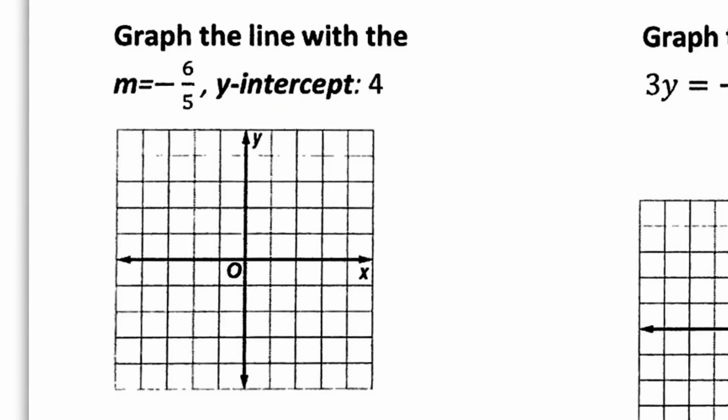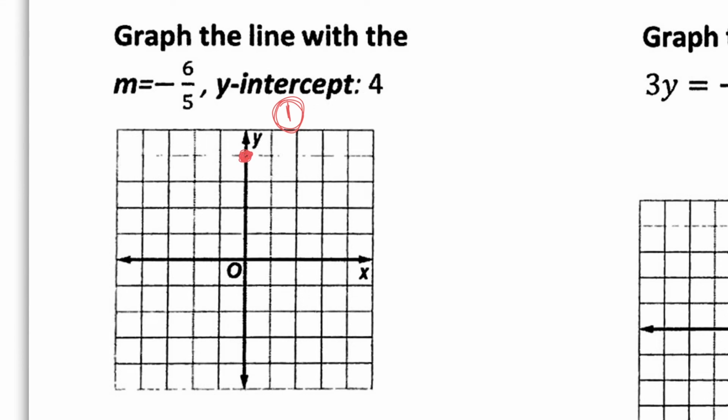So the next section, the bottom section of this test review, you guys need to graph the linear equations or linear functions. Here they don't give us any equation, but they say the slope is negative 6 over 5 and the y-intercept is positive 4. So when you guys graph, step number 1, graph the y-intercept. The y-intercept is positive 4. So I'm going to go up from the origin. 1, 2, 3, 4. I make a point right here.